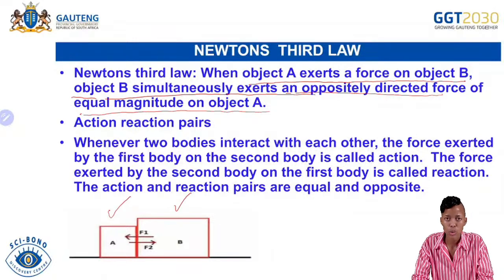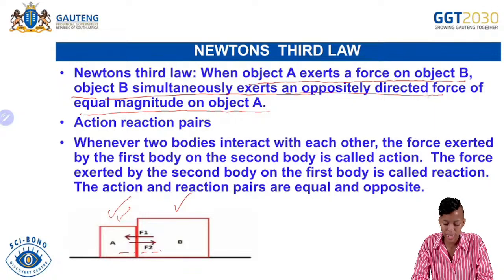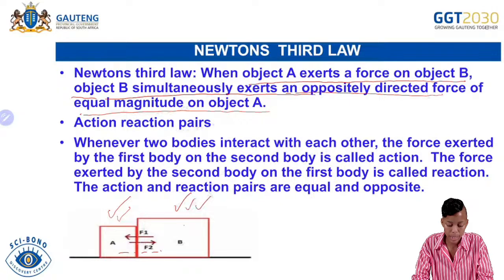If, for example, according to the blocks below, we have object A and object B, then Newton's third law is saying that when object A exerts a force, let's say this force is F2, on object B, then what is going to happen? Object B, the block B, will simultaneously, that means at the same time, exert a force on object A.